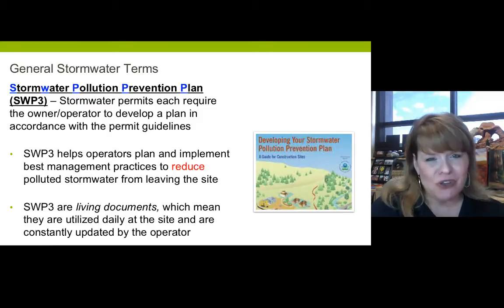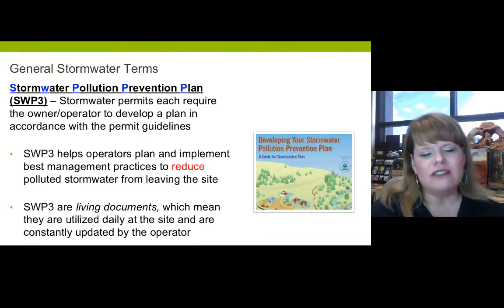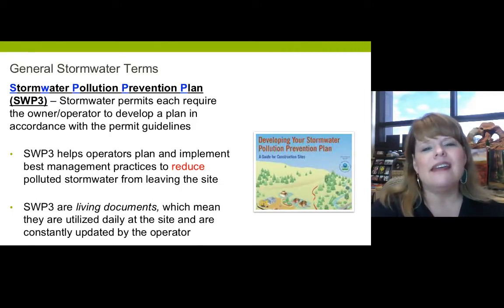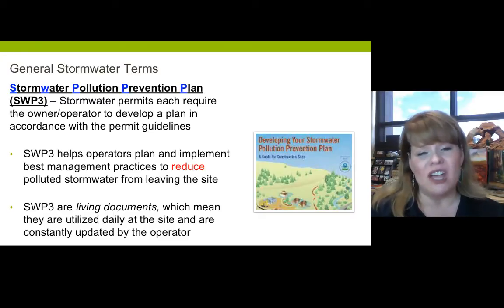SWEPs, or SWP3s, are quote-unquote living documents. What does that mean? This means that they're utilized daily at the site and are constantly being updated by an operator. So when you drive by, like, a construction site, they'll have a stormwater pollution prevention plan there, or they should. And they should be updating how they're managing their best management practices on a map and in their plan, because the plan stays where the stormwater issues are. It doesn't need to be approved somewhere, like at a state agency or EPA. If they follow the general guidelines for the permit, their plan should be in compliance.